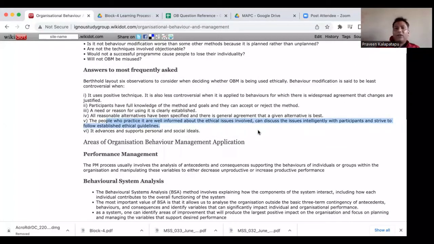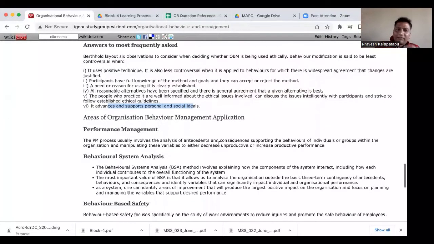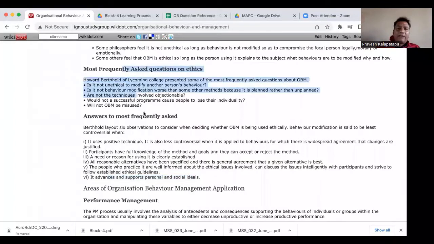So this is like, okay, it is in the hands of good people, but I don't know how this is ascertained. But anyway, we are assuming that everybody in the organization who is trying to implement OBM is good. Okay, it advances and supports personal and social ideals. So net to net, by changing the behavior and aligning to the organization goals, we are even promoting their personal and social growth. So ultimately, those are the things being enhanced rather than anything else. So that is about the ethics part as far as OBM is concerned.